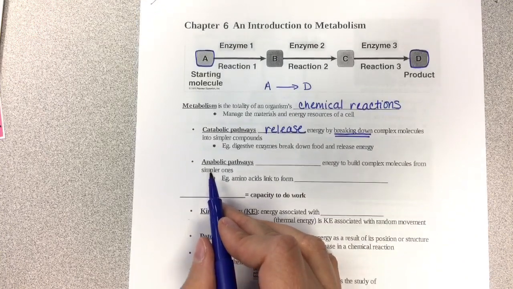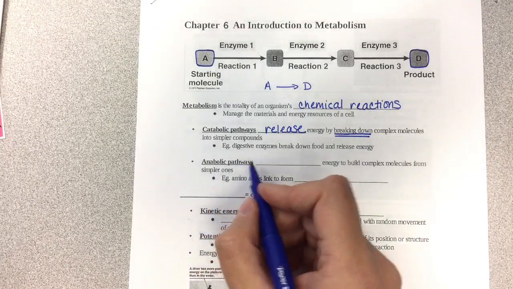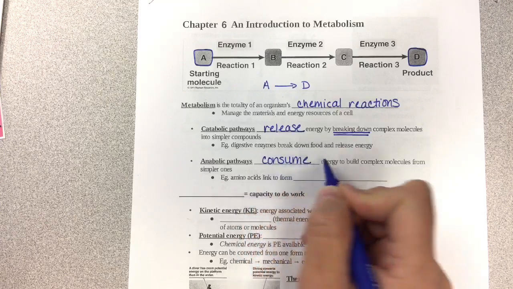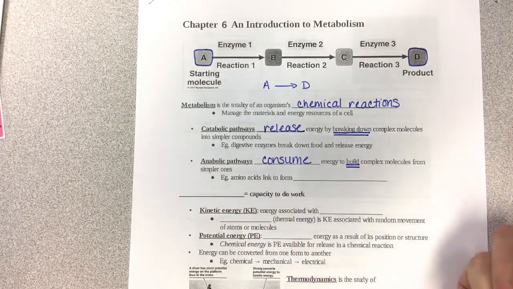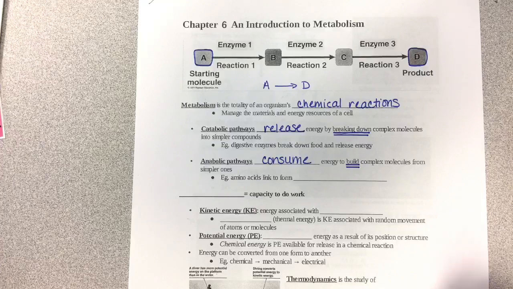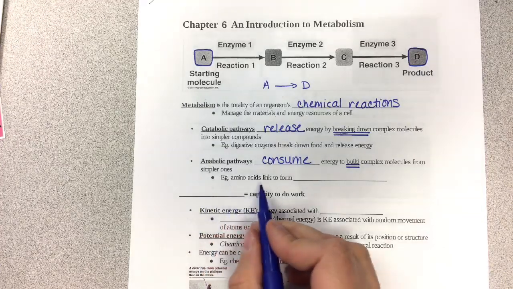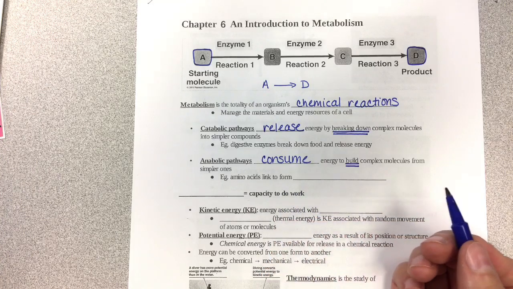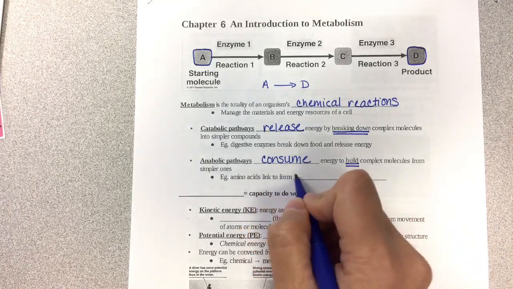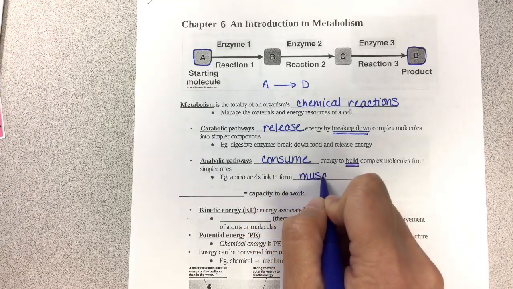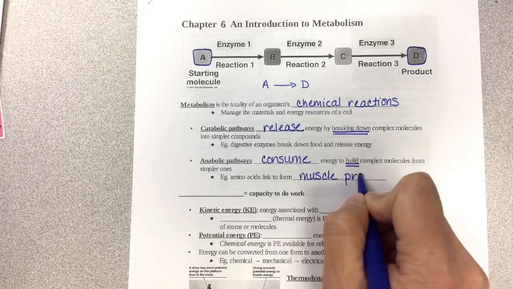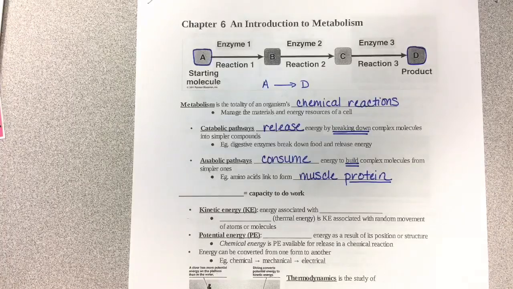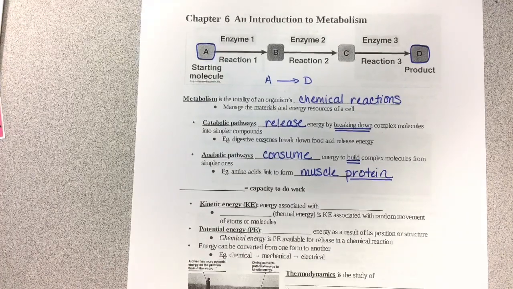And anabolic pathways, on the other hand, consume energy. They use energy, or energy is needed to, I'm going to underline here, build complex molecules from simpler ones. So amino acids link to form, what do amino acids link to form? Proteins, right? Let's use a specific one from our body, muscle protein, all right? And so protein is the big thing there that amino acids are linked to make.